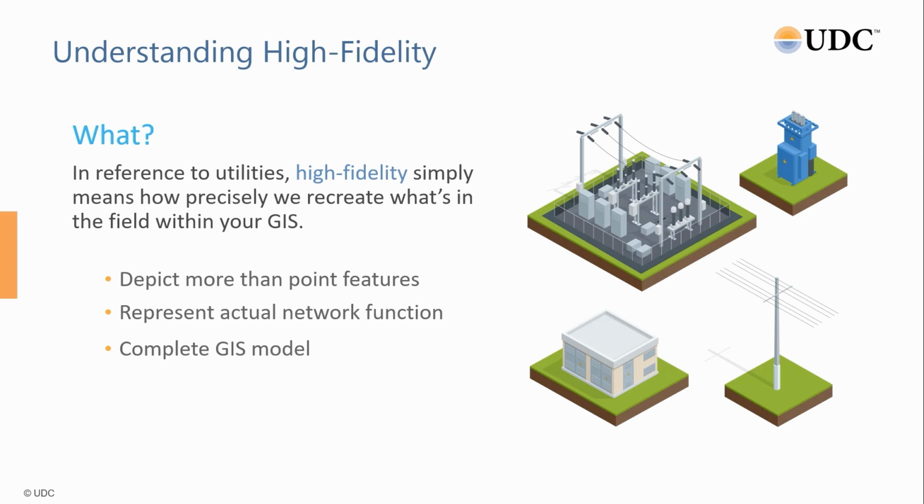For utilities, high fidelity simply means how precisely we're modeling in GIS what is in the field. So what matches? That means we are not just putting points, lines, and polygons into a database. We're actually modeling everything as it exists in the field. So if we're talking about a regulator station for a gas utility, while that might have been a point in your source database, in the target, it's going to be a container that actually shows you all of the valves and pipes and everything that's really contained within that network. It's a complete GIS model.